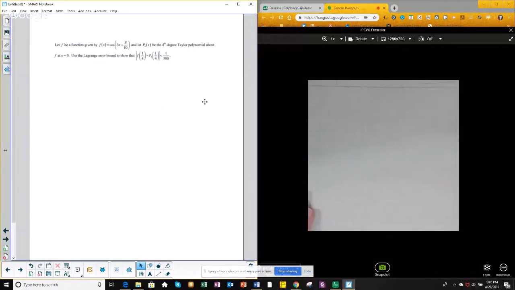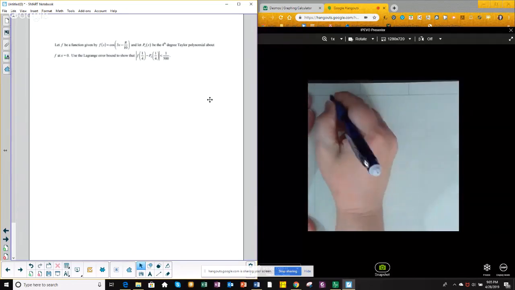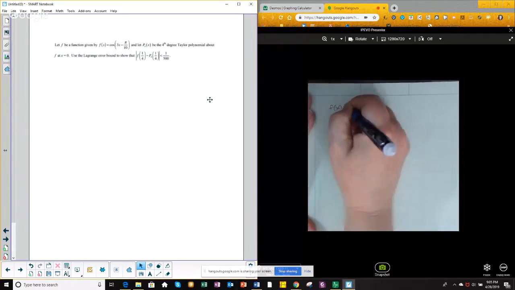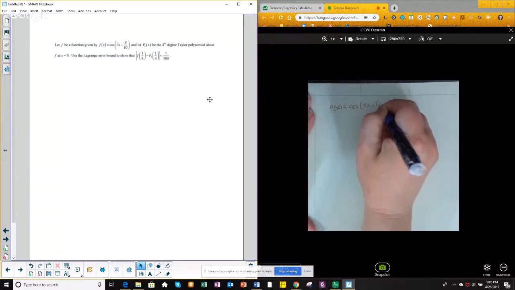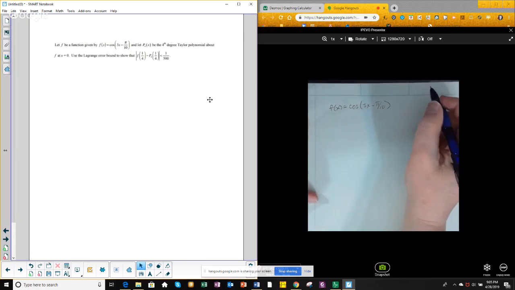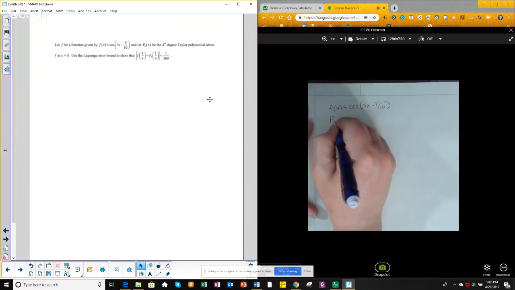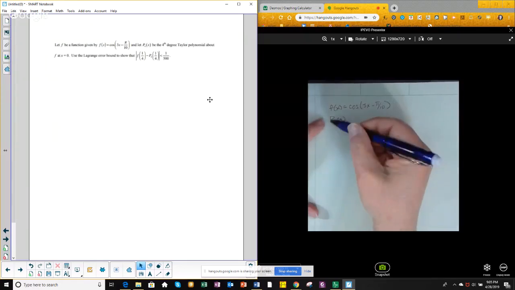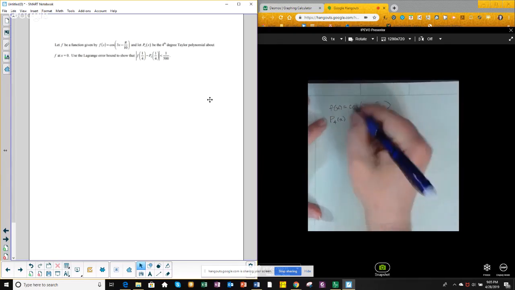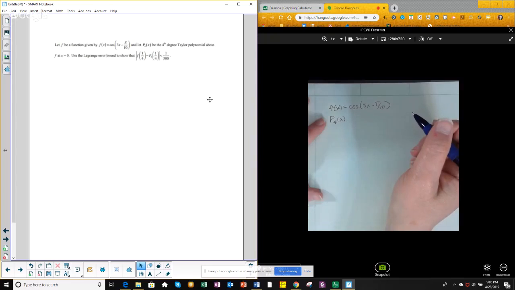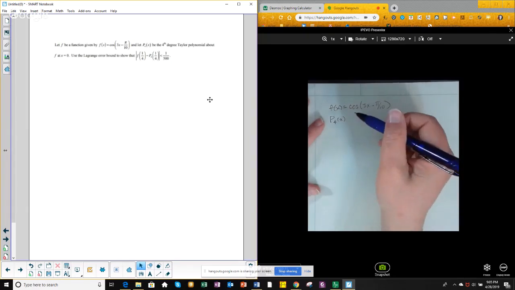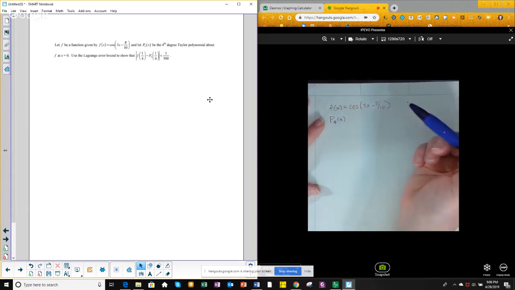All right, so this next one says, let f be a function given by f of x equals cosine of 3x minus pi over 10, and p sub 4 of x. This is another way you could write Taylor polynomial. Be the 4th degree Taylor polynomial of f at x equals 0, which is another name for the Maclaurin.